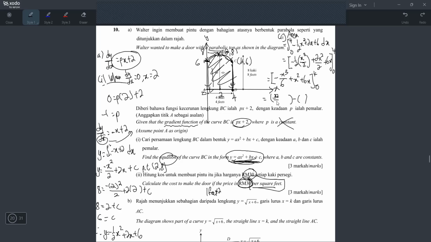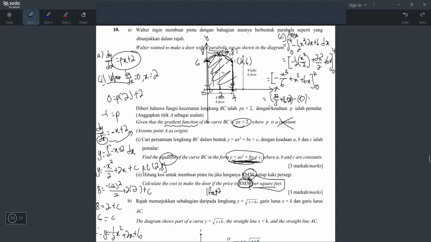And then don't forget to substitute 4 here also. 4 squared is 16, so plus 16. And then plus 6 times x, 6 times 4, so plus 24. And then minus, substitute 0. 0 power 3 is 0, 0 squared is 0. So everything is 0, so it's just 0.